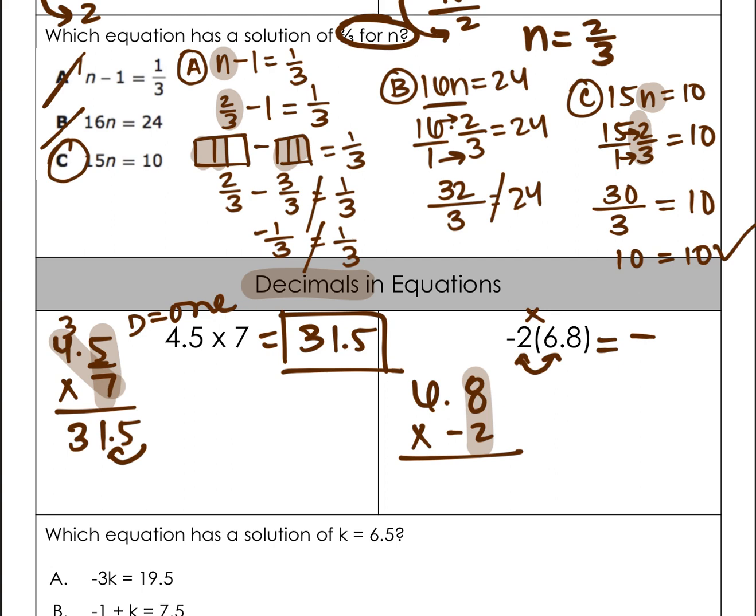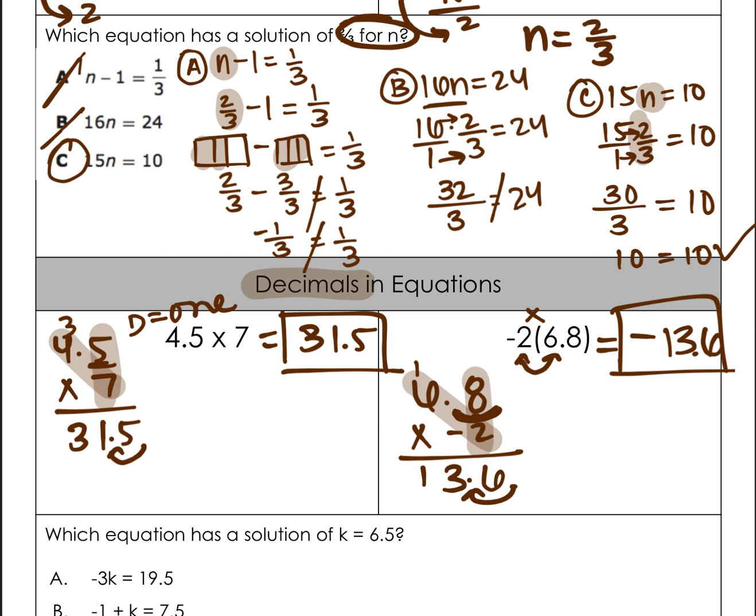2 times 8, that is 16, carry my 1. 2 times 6, right here is 12, plus 1 more is 13. There we go, 13. All right, is my answer -136? No, not quite. I have this one decimal spot right here, so I need to move it over once as well. My correct answer is -13.6. Box it.